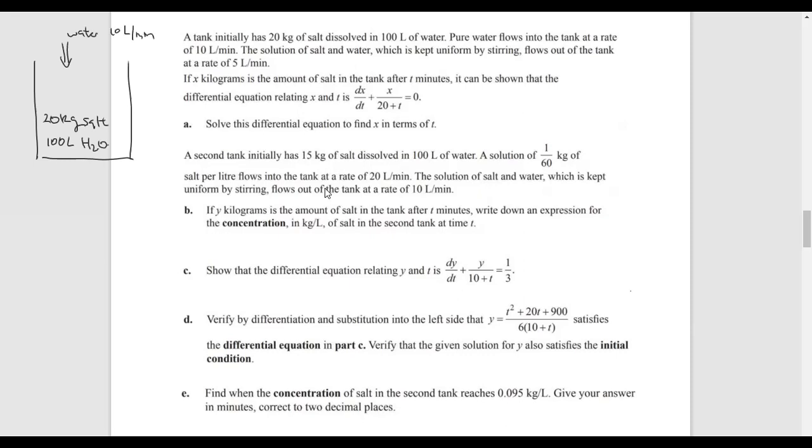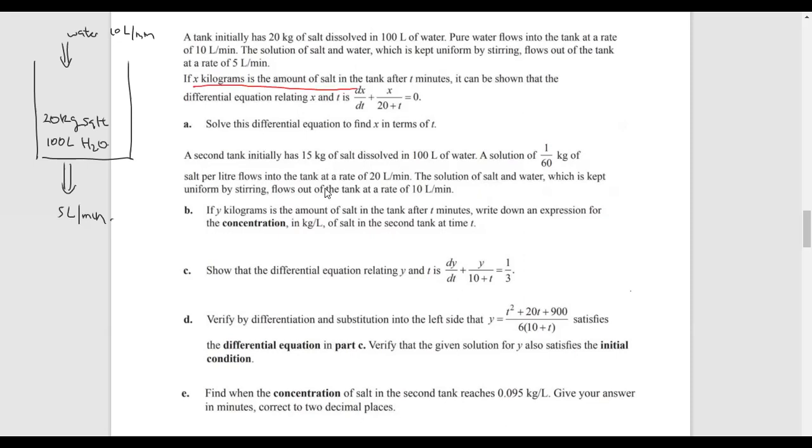The solution of salt and water, which is kept uniform by stirring, flows out at the rate of 5 liters per minute. Okay. So if you're dumping in 10 liters per minute and flowing out 5 liters per minute, you're getting more and more solution in there overall. If x kilograms is the amount of salt in the tank, they have to find that for us.